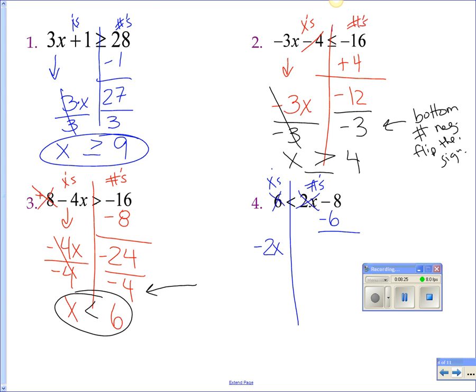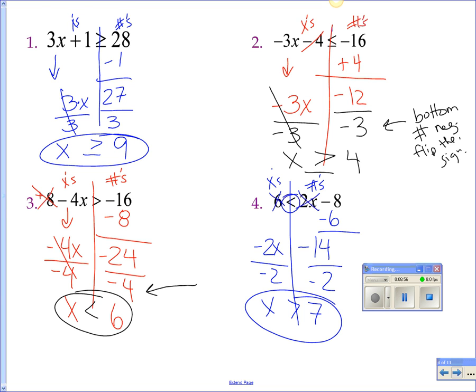All right, -8 minus 6 is -14. Levi, what would I do next? And Stephanie, what do I have to do when I divide by negative? So X is greater than +7. This sign has to flip because I divided by a negative. Any questions on the first 4?